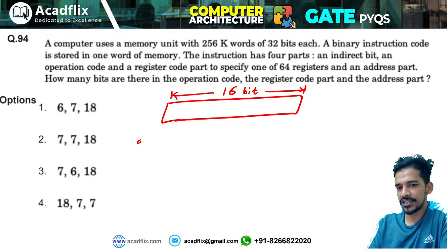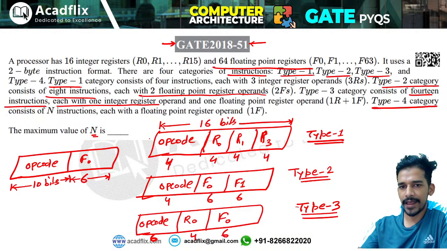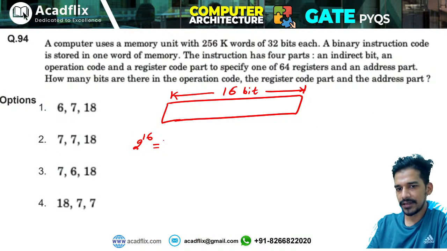Total 2 to the power 16 instructions are possible, and out of these 2 to the power 16 instructions, some can be 2 address, some can be 3 address, some can be 1 address. So it is given in the question that we have 4 instructions which use 3 register operands.